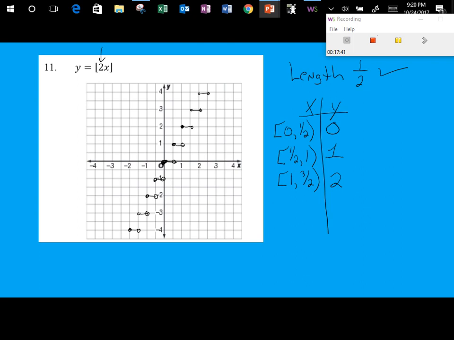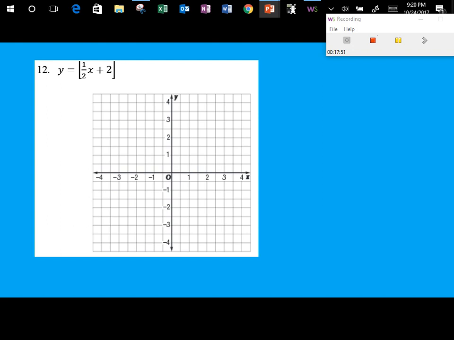Okay. So, the bigger the number, the more stairs you're going to have. So be happy when we see something like number 12. And if I get too fast on the video, just backtrack and hit pause. The length of each stair in this case is 2 ways. The reciprocal of 1/2, which is 2, or 1 over your b value.